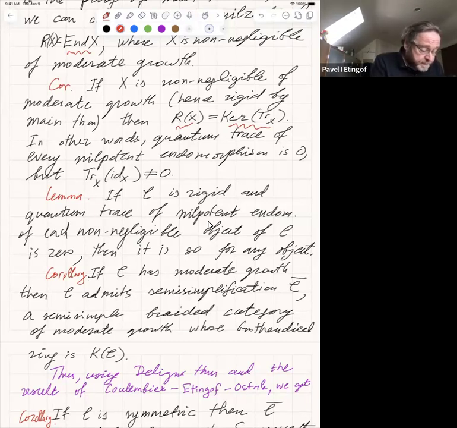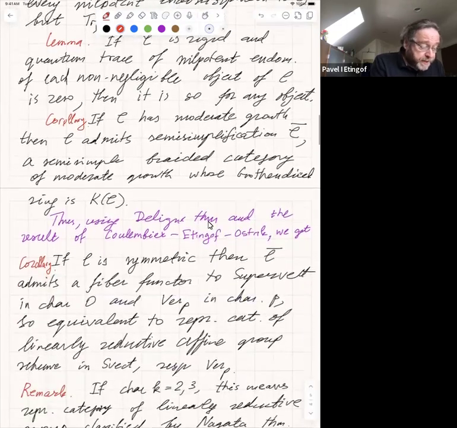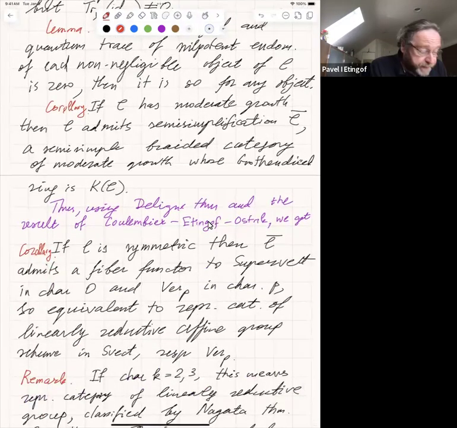So this problem with the trace of nilpotent endomorphisms being non-zero never arises if you have moderate growth in braided categories. And therefore, using the theorem of Deligne in characteristic zero that was stated in the previous talk by Theo, and the results of Coulombier, Ostrik, and myself, which was also mentioned in some form in the Verlinde case, but here, yes.